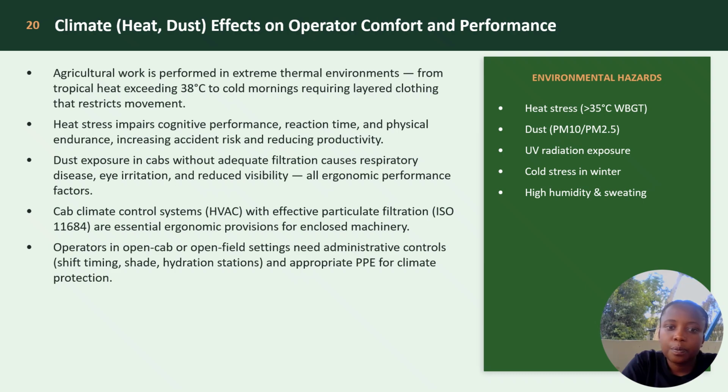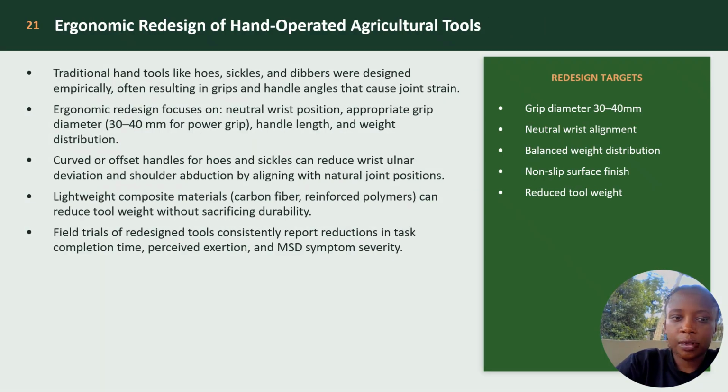Climate control systems with effective particle filtration, ISO rated, are essential. Ergonomic prevention for closed machine operators in the cab, or open-field operators, includes sitting near the administrative control, shift timing, shift hydraulic station, and appropriate PPE for climate protection. Environmental hazards: first one is heat stress, dust, ultraviolet radiation exposure, cold stress in winter, high humidity, and sweating.